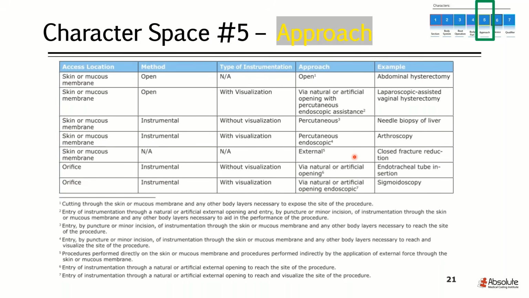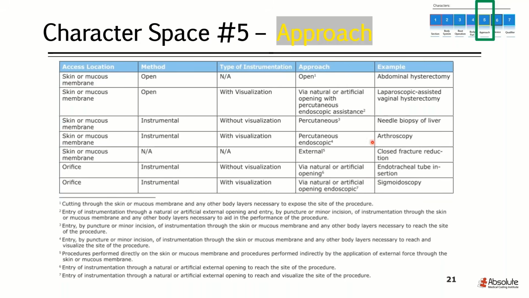External, that means it's outside the body or it's on the mucous membrane. All right. And next, via natural or artificial opening. That means they went in a natural orifice, your mouth, nose, vagina, rectum, urethra. And then down below, via natural or artificial opening, endoscopic. That means they put a scope through your natural orifice, nose, mouth, vagina, rectum, urethra.